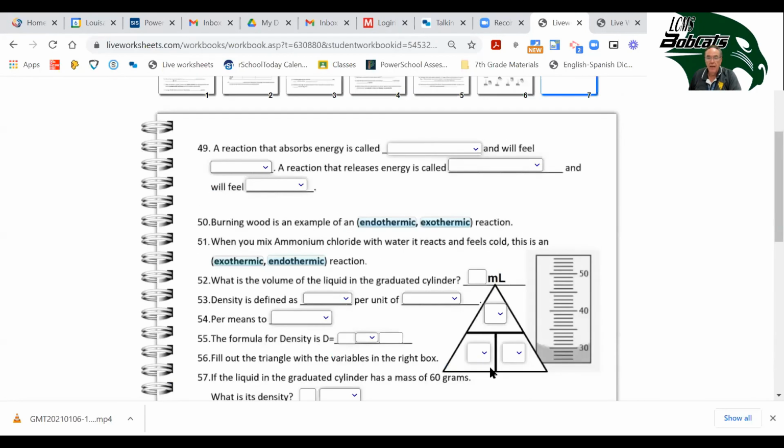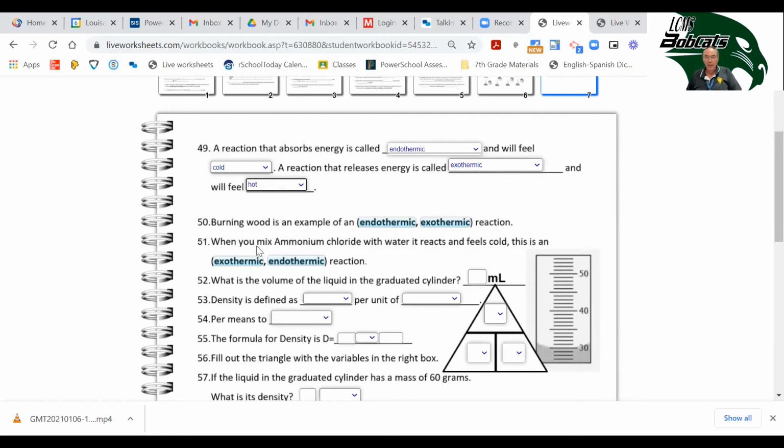Okay. On this last page, reaction that absorbs energy. If something absorbs, it's going in. Like when a sponge absorbs water, the water goes in. So we're looking for the one that says in. This says endothermic. So what's going in is the thermal energy. Because the energy is going in and away from everything around it, it's going to feel cold. The reaction that releases energy and lets it out is exiting, just like when you exit the building, you go out. Release. And it will feel hot.